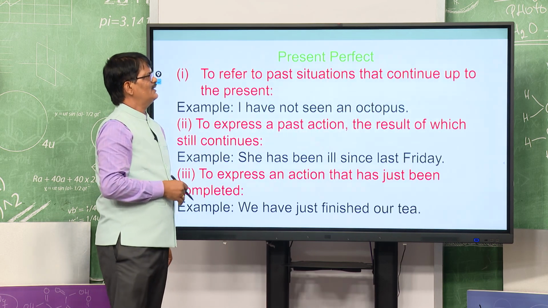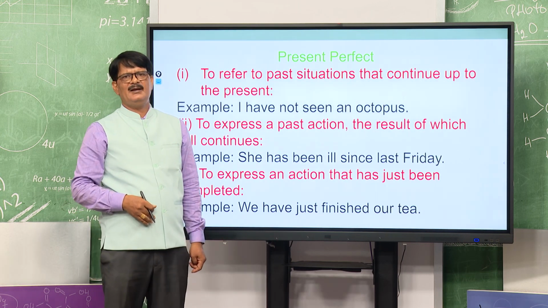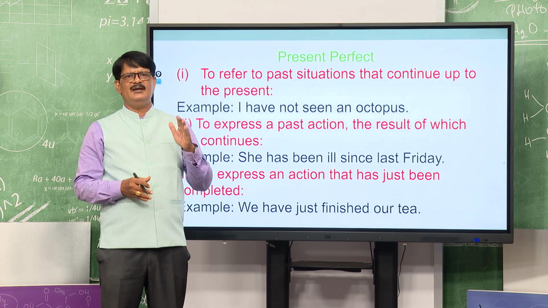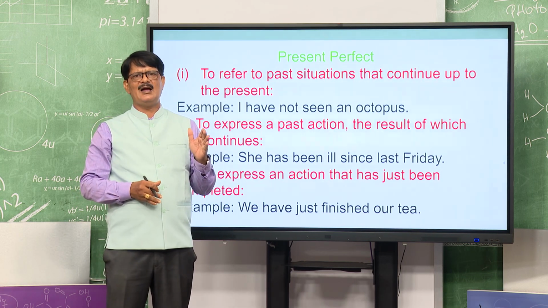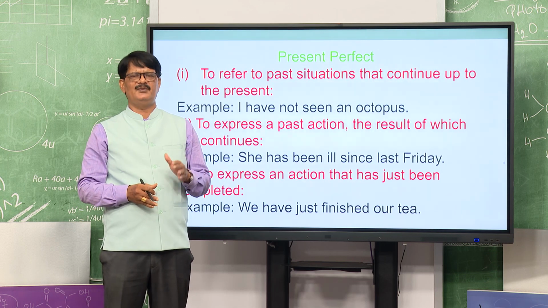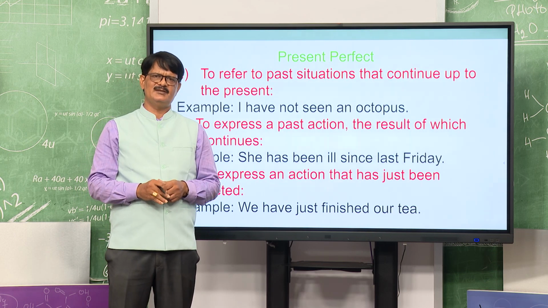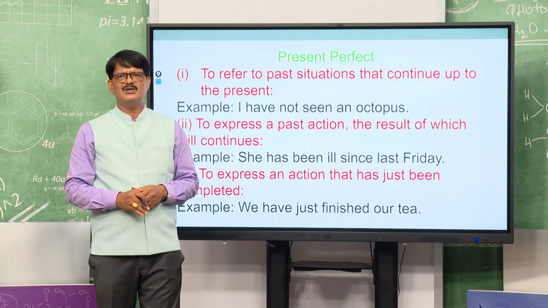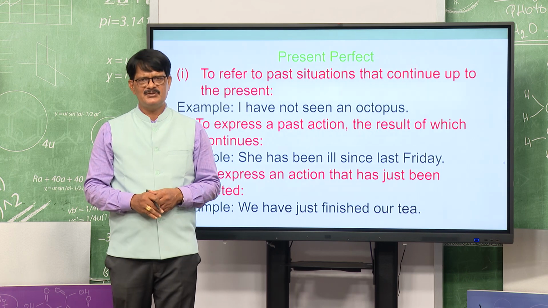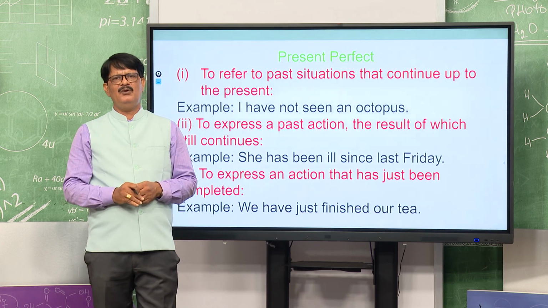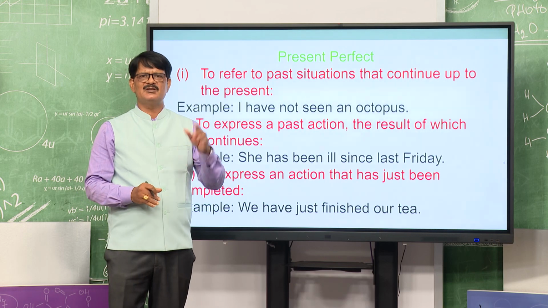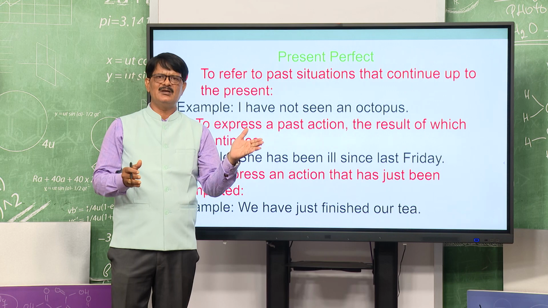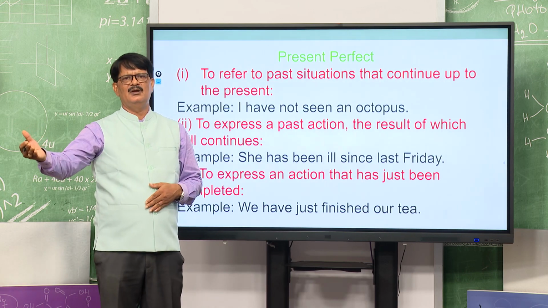Then go to the present perfect. Present perfect, as you know, what is the structure of the present perfect? You have just read it. It is subject, has or have, then V3 or verb 3, that is the past participle. And where is it used? To refer to a past situation that continued up to the present. What is the example? I have not seen an octopus. The situation is going on up to right now. That means it refers to the past situation.